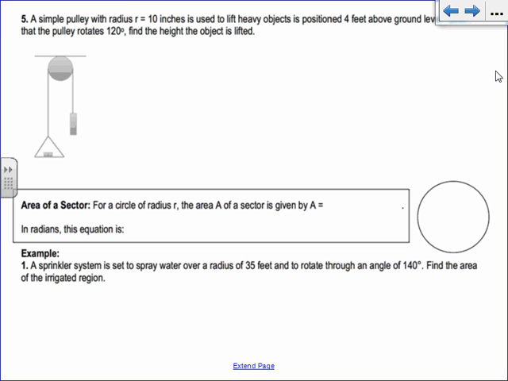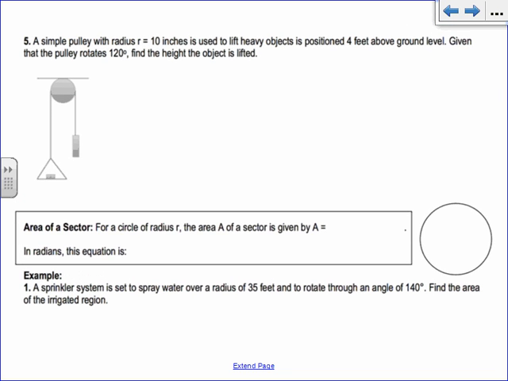All right. So the next ones are like pulley problems. These ones are kind of strange when you first look at them. Have you guys done pulley problems before? Yeah. All right, so a simple pulley with a radius of 10 inches is used to lift heavy objects positioned 4 feet above ground level. Okay, so we're going to have a radius of 10 here. And the pulley, I guess I didn't word this very well, is positioned 4 feet above ground level. So given that the pulley rotates 120 degrees, find the height the object is lifted.